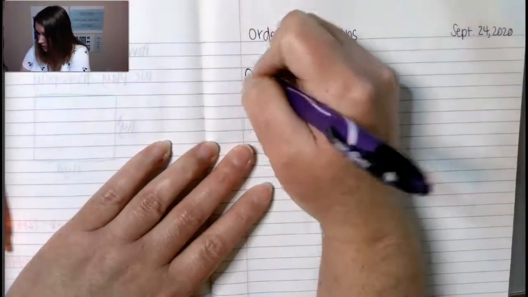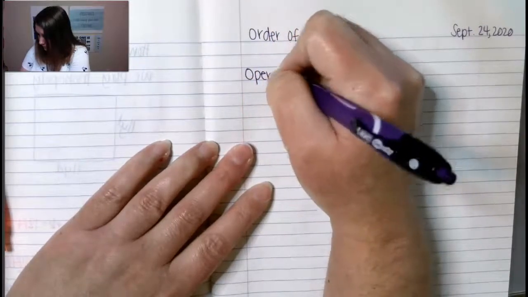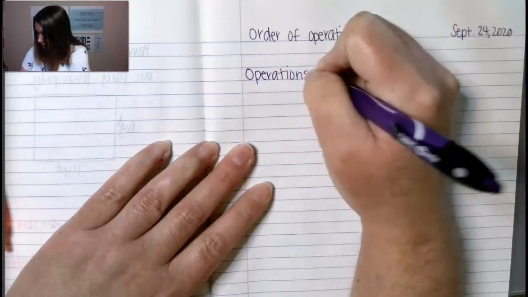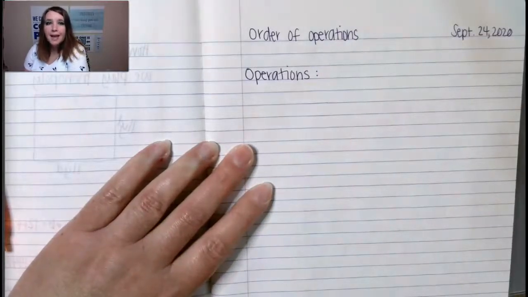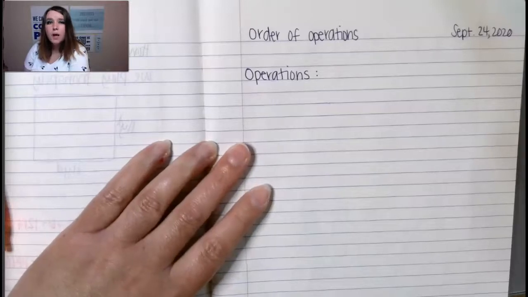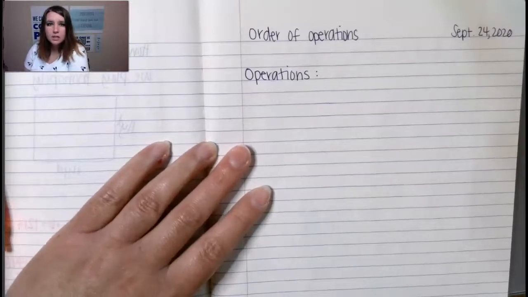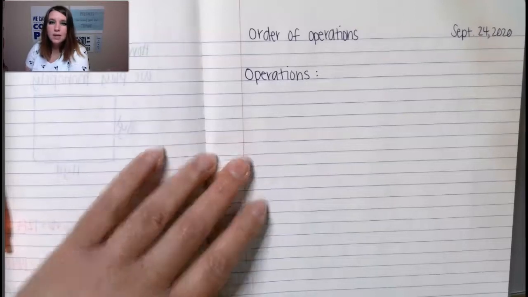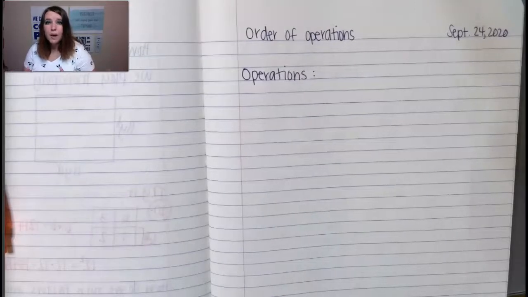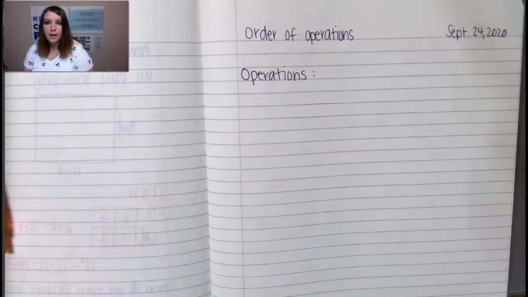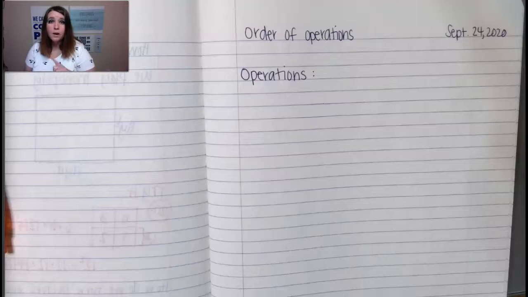So operations are addition, subtraction, multiplication, and division. The reason why we call it order of operations is because anytime you see a big math problem that has many symbols in it, you have to be able to solve it in a way that follows a certain set of rules. And so we know right away if we see more than one operation that we have to follow a set of rules.